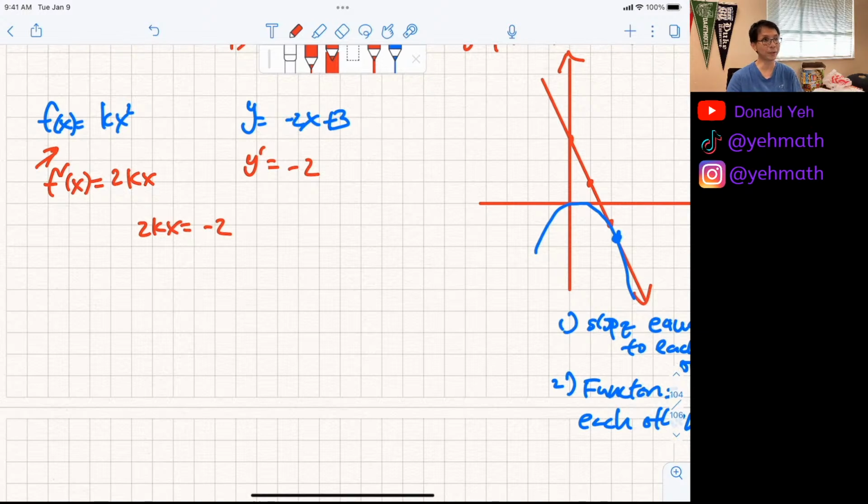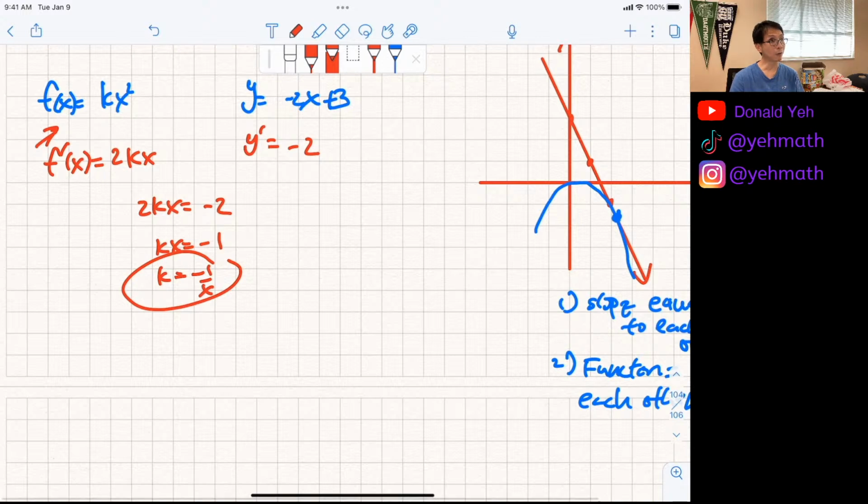Yes, we got your first equation. I can solve for k, or I can solve for x. It doesn't matter. We want to solve for k or x? K. Okay, let's solve for k. So 2kx equal to negative 2, kx equal to negative 1, k equal to negative 1 over x. Are we okay here? So this becomes the first criteria.